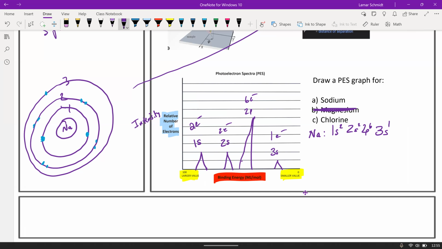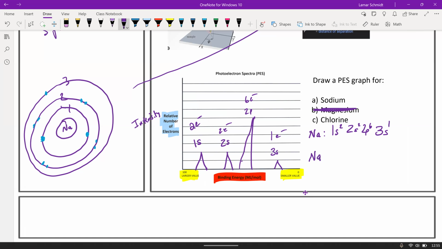We just did exactly what that learning objective asked us to do. We related an atom and its electron configuration to what? The photoelectron spectrum. Now, we did that for an atom. Did we do that for an ion? No. So what if we did that for an ion?